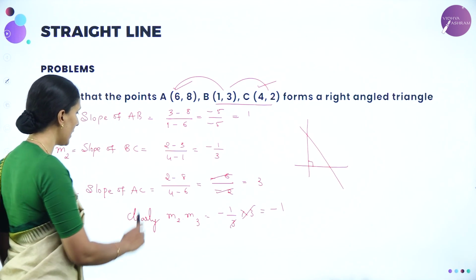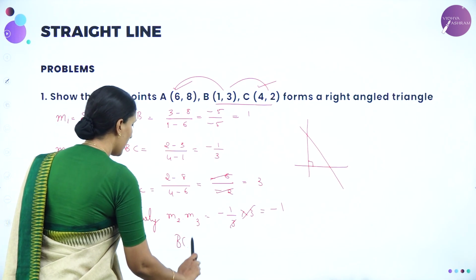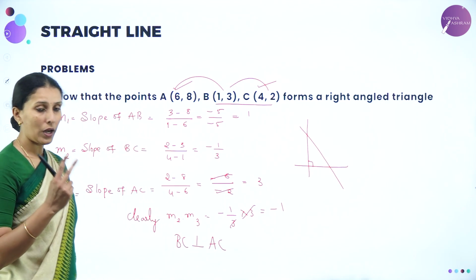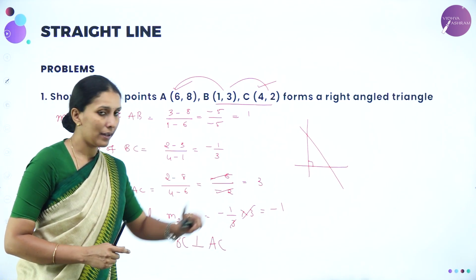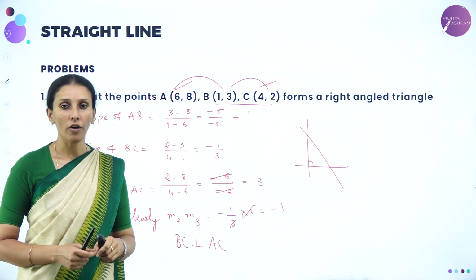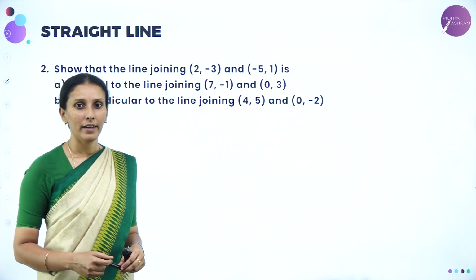So what does it indicate? BC is perpendicular to AC. So if we have two lines forming a right angle, then obviously these 3 points form the vertices of a right angle triangle. Next question.